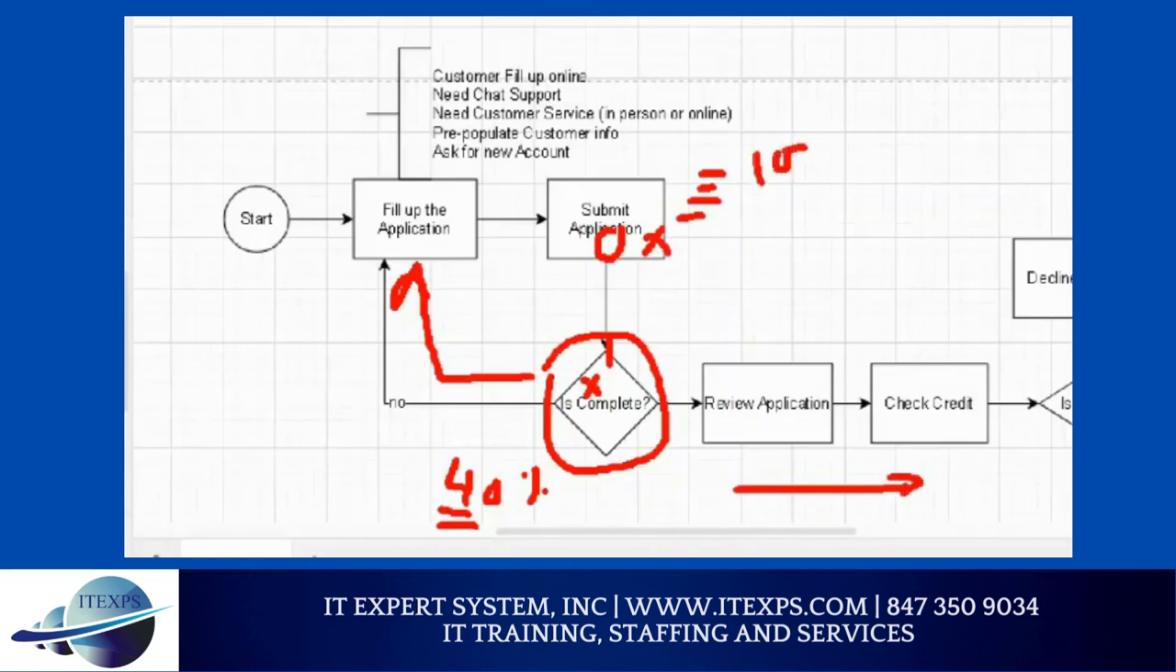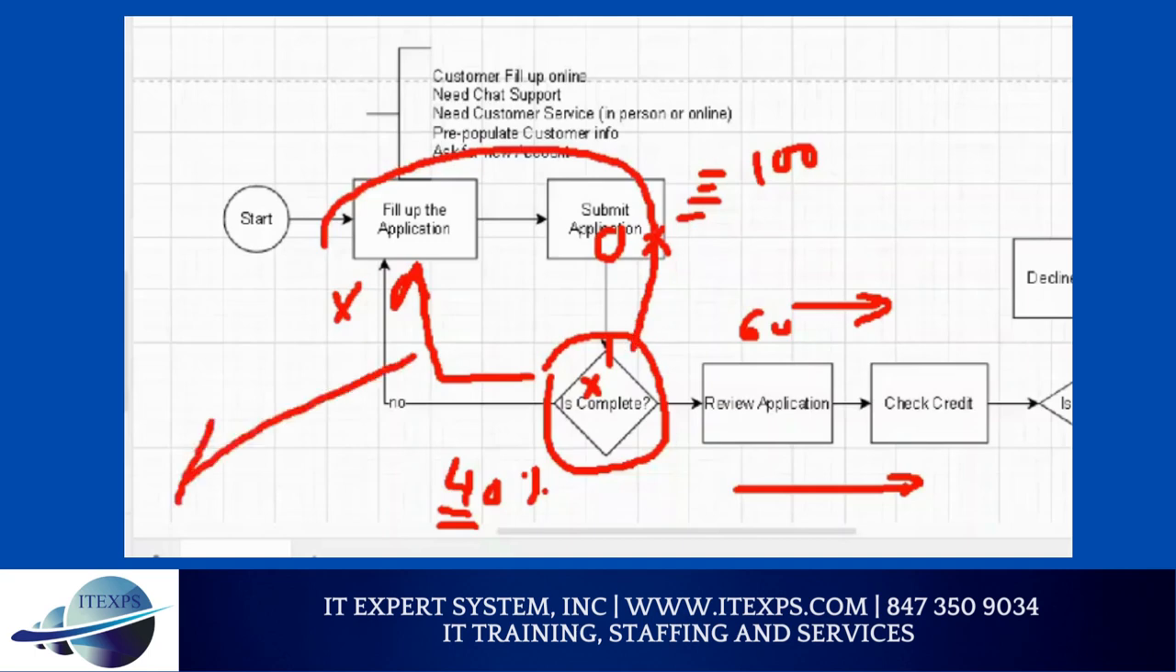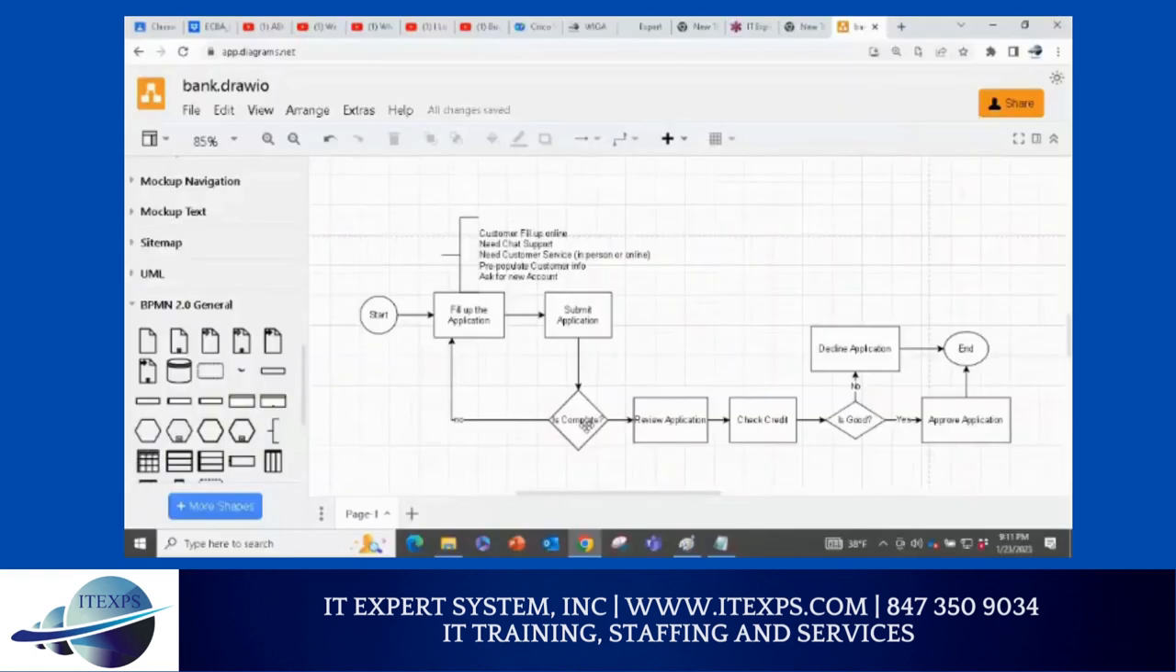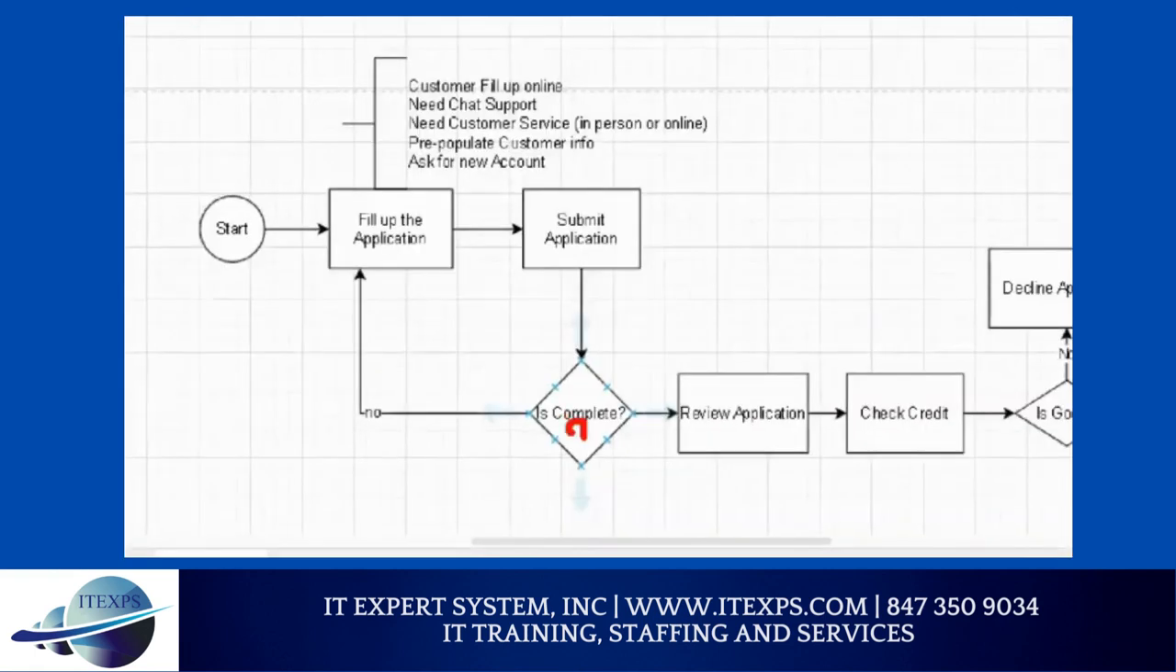Let's say we got 100 applications. Out of 100, we only got, let's say, 60 successful. It means we are only working on 60 and we reject 40. When we reject, it doesn't mean those 40 people will submit again. It means we lost the customer. Do you guys agree or not? So what we can suggest here, what you are validating here, can you tell me the steps so we can add here? Make sense or not?